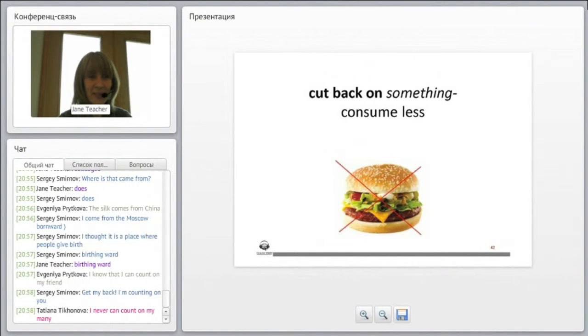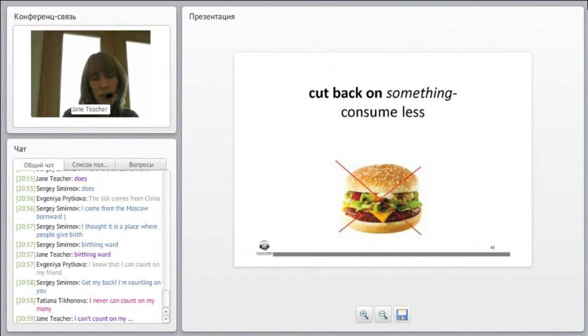Many more. I never can count on my many. Okay, Tatiana, I can't count on my, and then many, do you mean, I'm not sure what you mean by many. I can't count on my, and then something. Instead of I never can, you can just say I can't count on, and then whoever it is you're referring to.